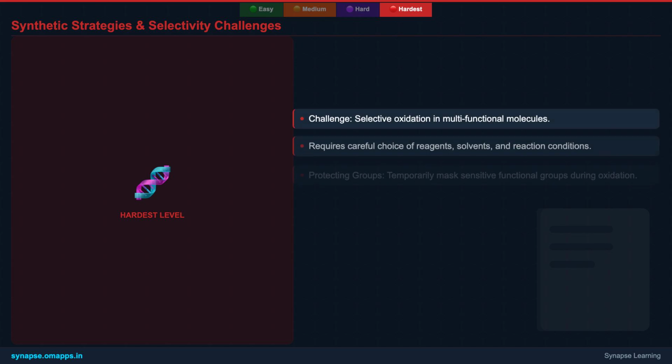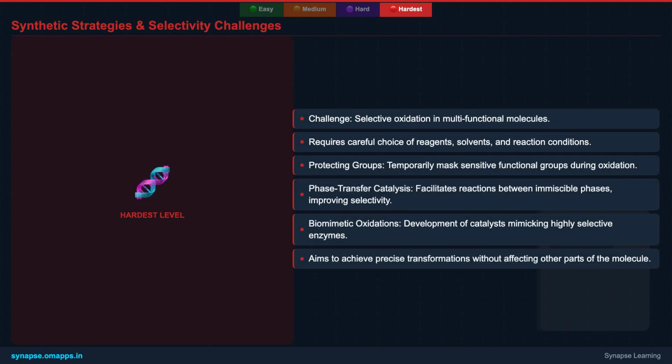Mastering oxidation requires understanding how to achieve selectivity. How do you oxidize an aldehyde without touching a double bond? Or selectively oxidize one part of a complex molecule? This involves choosing the right reagent, solvent, and conditions. Advanced strategies include protecting groups, phase transfer catalysis, and biomimetic oxidations, all aimed at achieving precise transformations in multifunctional compounds.